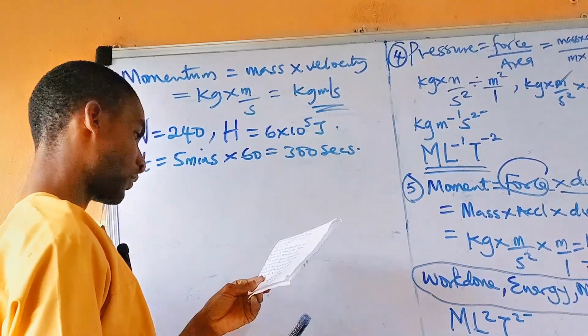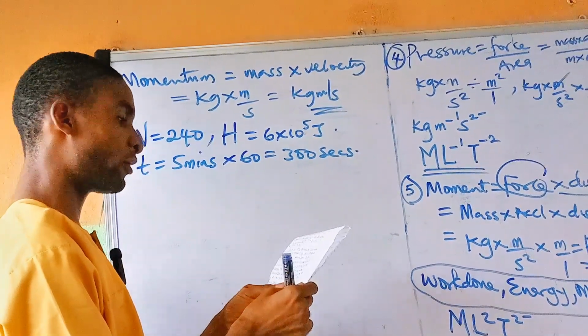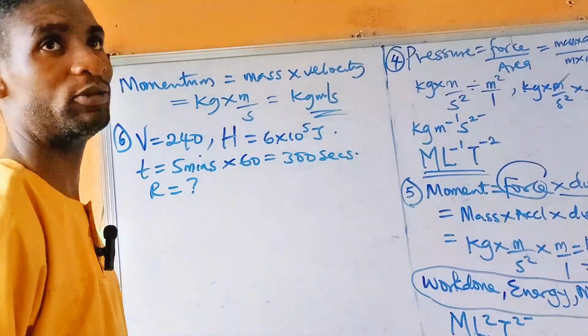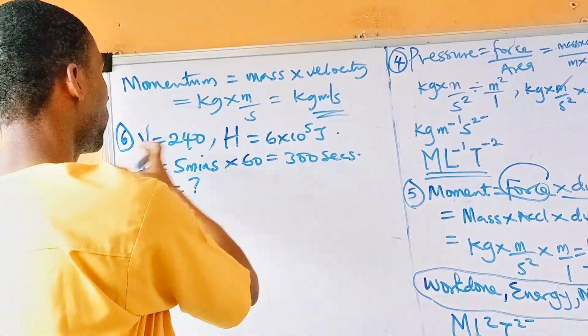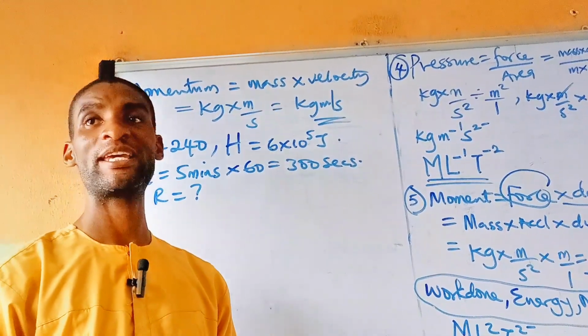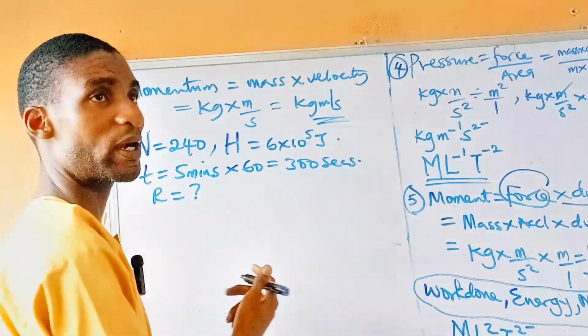Then the question says, find the resistance of the kettle. So we are looking for R. Now, the next thing you want to do from these parameters: what are the formulas that you can use that combine all of these parameters?